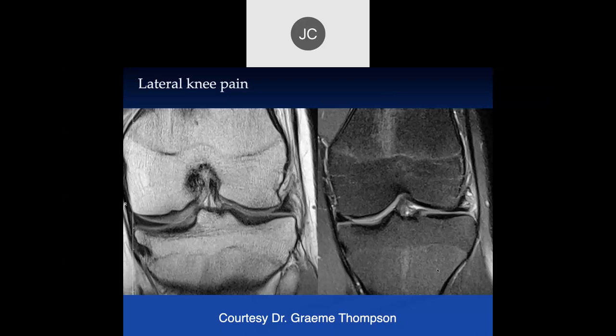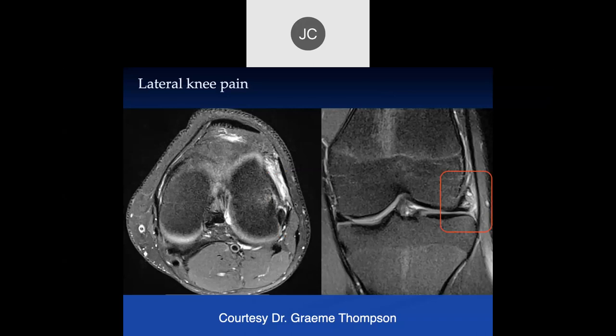Let's see. Okay, so looking at the body, or maybe the posterior horn, with the lateral meniscus. Yeah, we're in the body here. Okay, some irregularity in the periphery. Talking about this stuff here. Okay, here's the axial image.